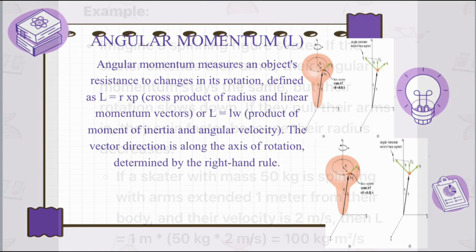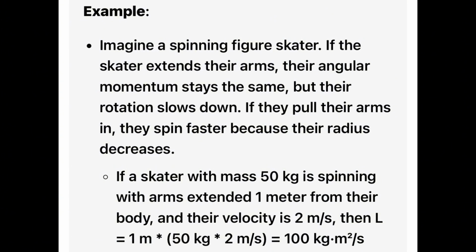So for example, imagine a spinning figure skater. If the skater extends their arms, their angular momentum stays the same, but the rotation slows down. If they pull their arms in, they spin faster because the radius decreases.